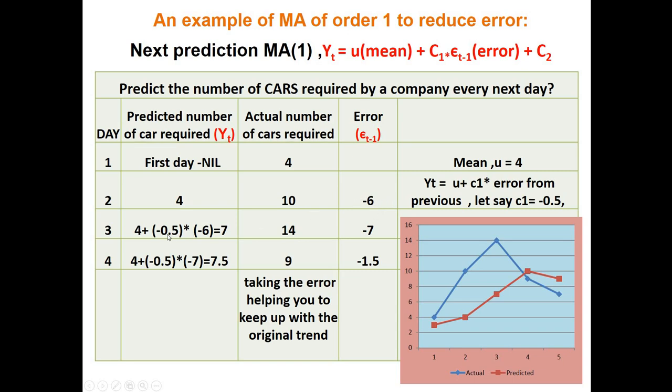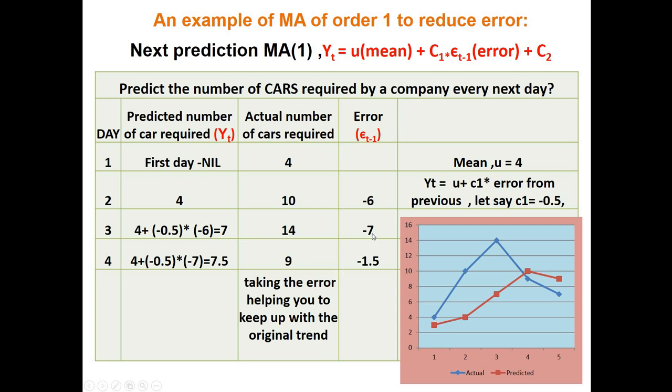So the next prediction is done using a formula, that is a mean plus C1 multiplied by error. So what is mean? Mean is nothing but 4, that is what is written. And C1 is a constant which we have given, minus 0.5. Then the error, previous error minus 6 is put here. That is what this formula says. Yt is equal to mu, that's the mean, plus C1 multiplied by error from previous. So then minus 6 is equal to 7. So difference is now minus 7.